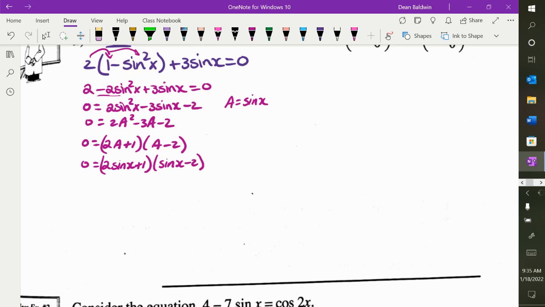What do we do from here? Make each one equal to 0. So you get sine of x is equal to negative a half, or sine of x is equal to 2. Which one can you throw out? Sine x equals 2, right? Because if you look at the sine graph, does it ever hit 2? So don't worry about that one. So you just have to solve the other one.